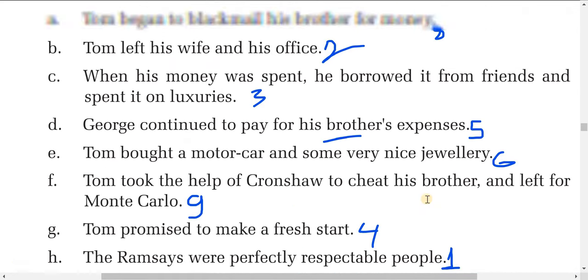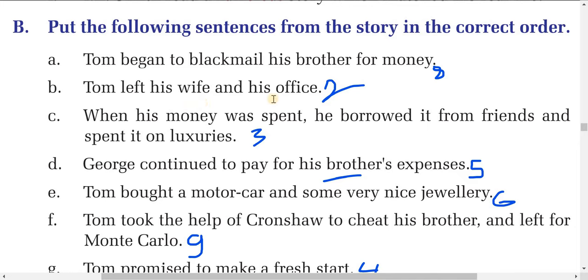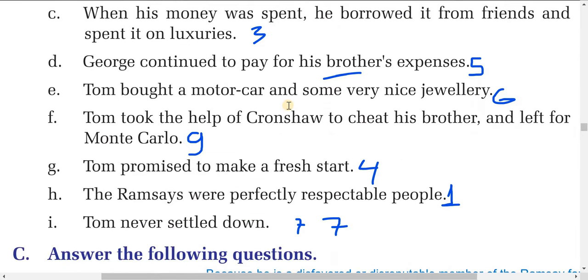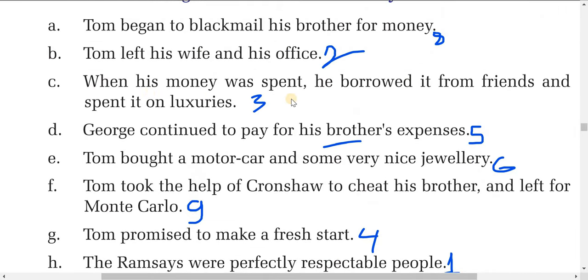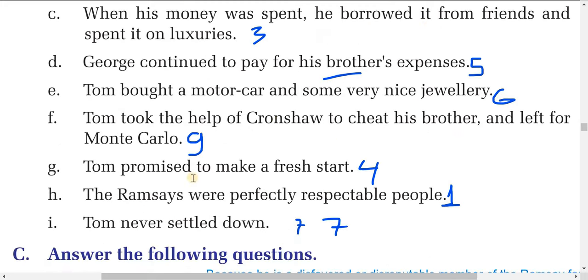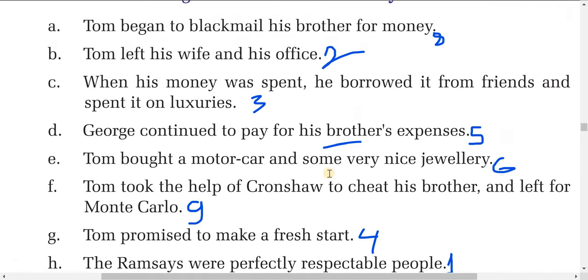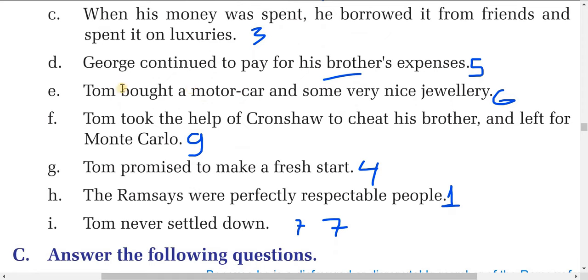And second, Tom left his wife and his office. This is the second. And the third one: when his money was spent, he borrowed it from friends and spent it on luxury. And the fourth one, Tom promised to make a fresh start. And fifth one, George continued to pay for his brother's expenses. And next, Tom bought a motor car and some very nice jewelry.